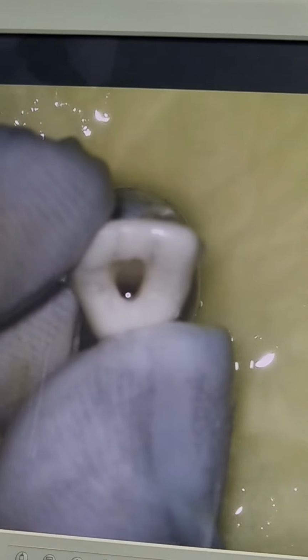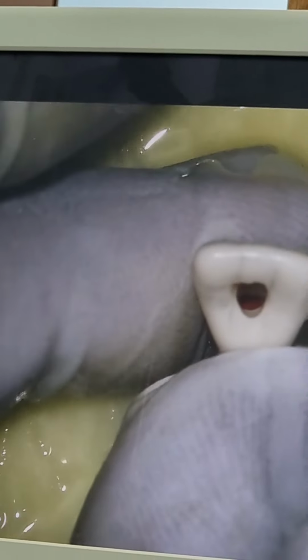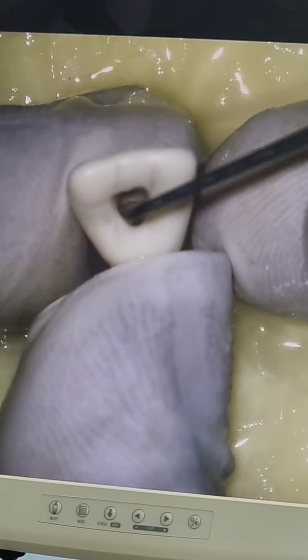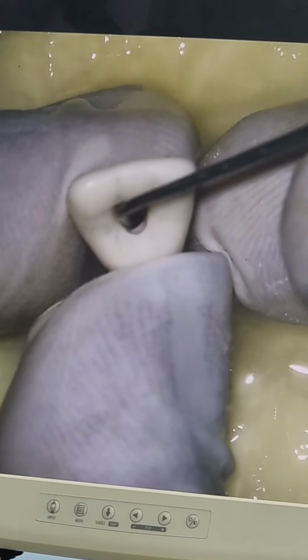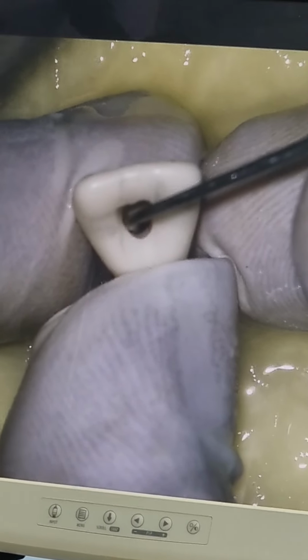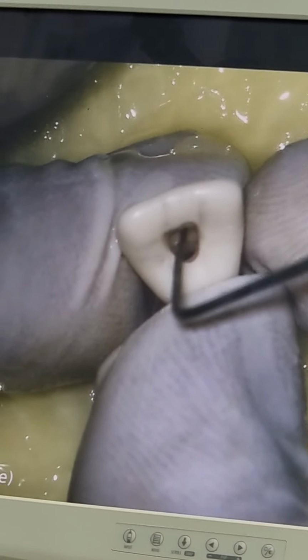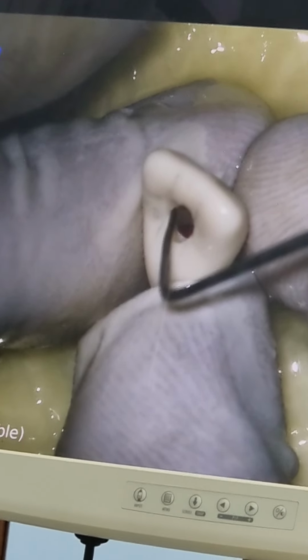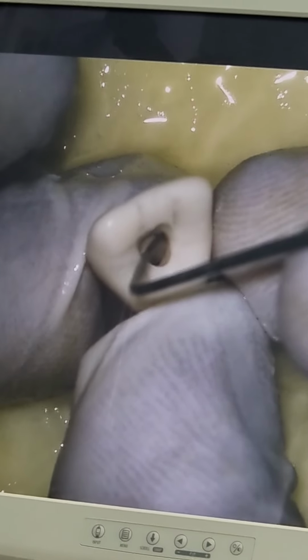Once you feel you have done complete de-roofing, how will you check whether the de-roofing is complete or incomplete? Take your explorer and move it inside out of your access cavity or the root canal. Move the tip of the explorer inside out and look for any catch, especially in the line angles area.